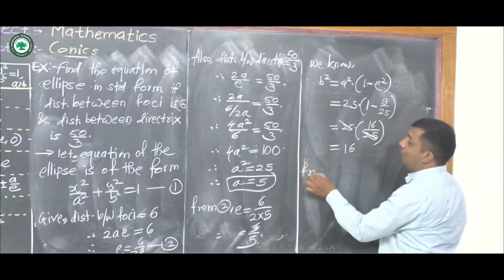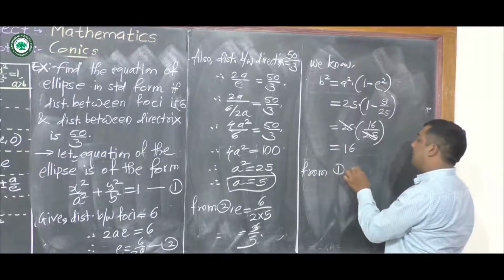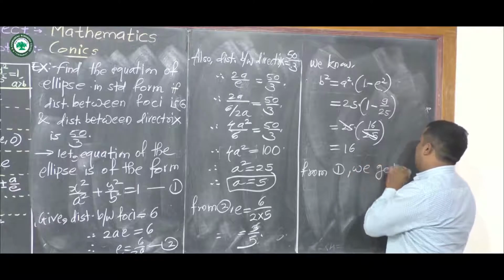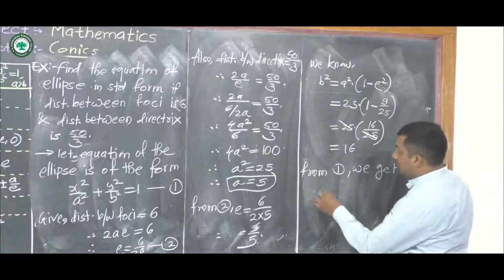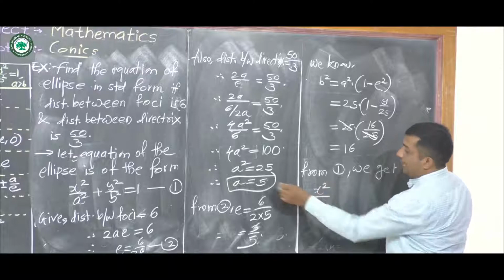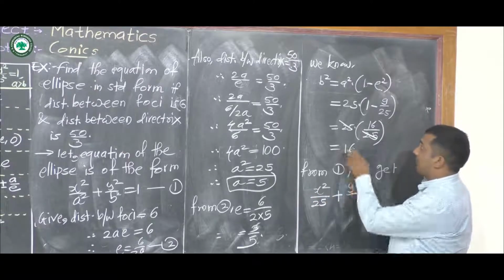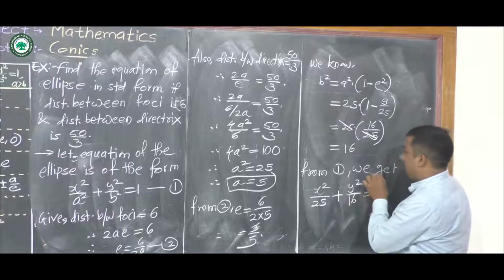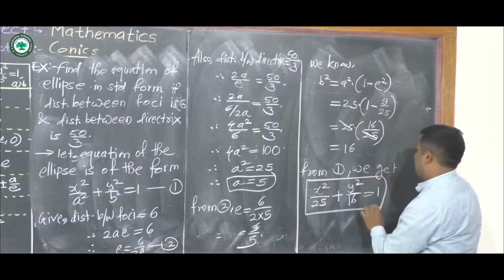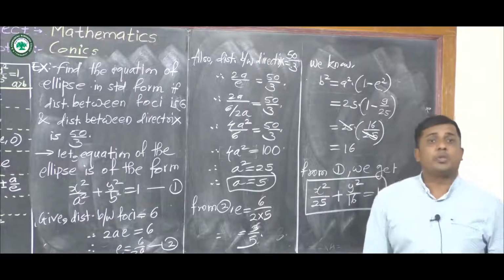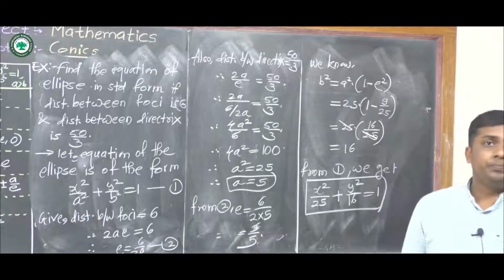So directly from 1 we get the equation of the ellipse: x square upon a square, a square is 25, plus y square upon b square, b square is 16, is equal to 1. So this is our required equation of the ellipse.